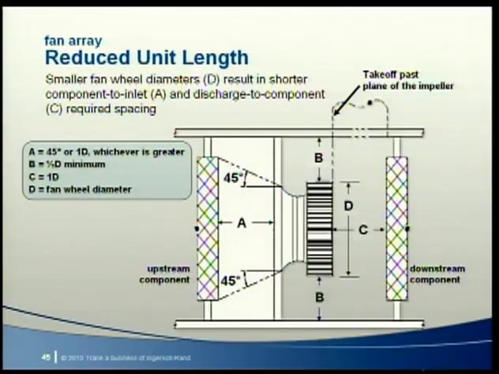Fan arrays have some advantages over using a single fan wheel, but they also have drawbacks. The primary benefits of using a multiple fan array are a possible reduction in overall length of the air handling unit and redundancy in the event of a failure. The distance or spacing required both upstream and downstream of a fan is typically a function of the fan wheel diameter. Therefore, if multiple small diameter fan wheels are used, the upstream and downstream spacing required will usually be less than if a single large diameter fan wheel is used. In many cases, this can shorten the overall length of the air handling unit.